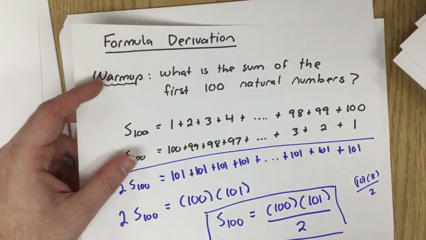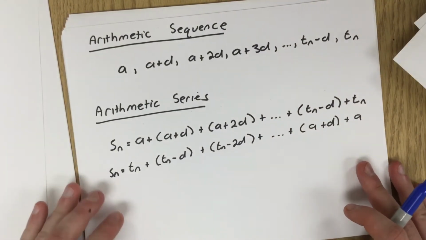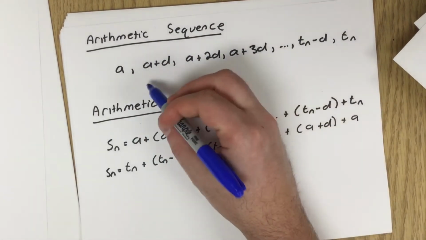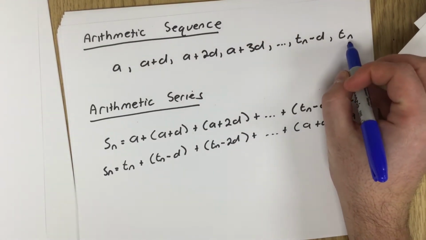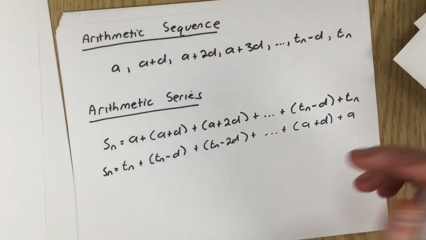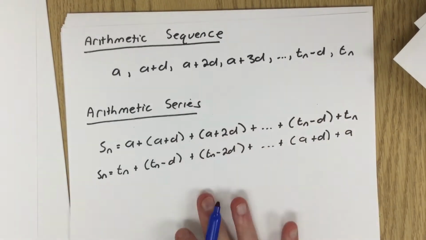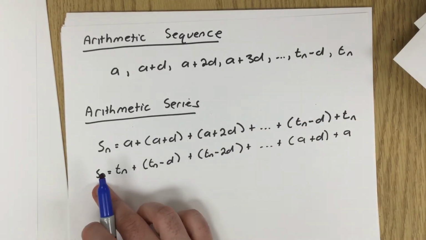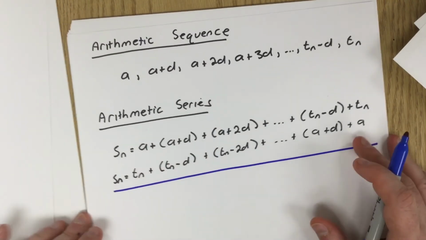Okay, now we're going to take this technique and apply it to an arithmetic sequence, and try to come up with a formula. A is the first term of an arithmetic sequence, and then we add D again, so it's A plus D, A plus 2D, A plus 3D. It ends at the nth term, and the term before the nth term is D before it, so that's Tn minus D. We're going to do the same trick: write all the numbers from beginning to end, then from end to beginning, and add them up.